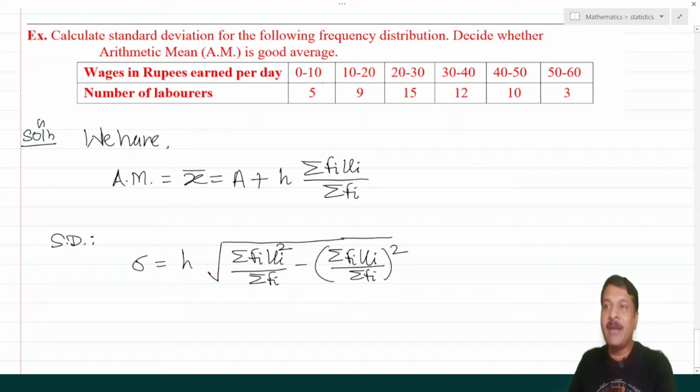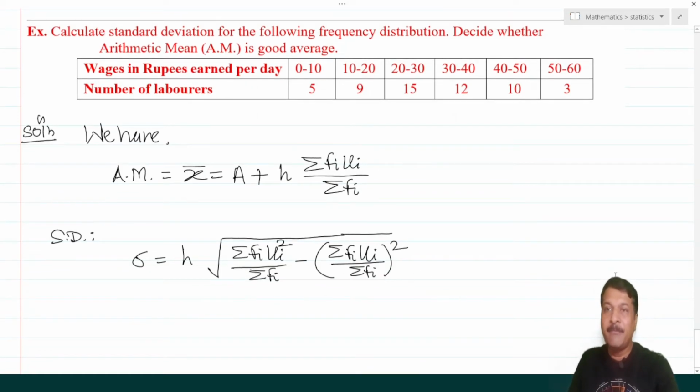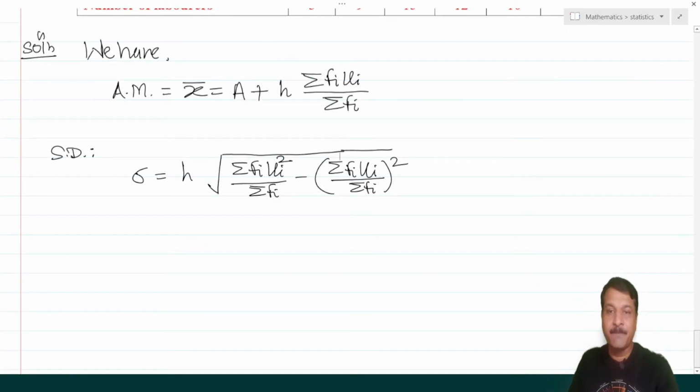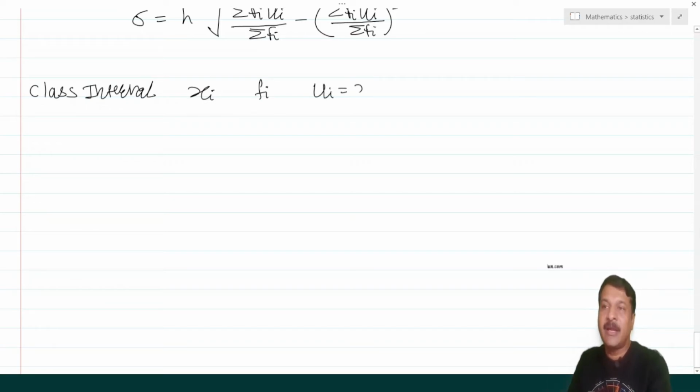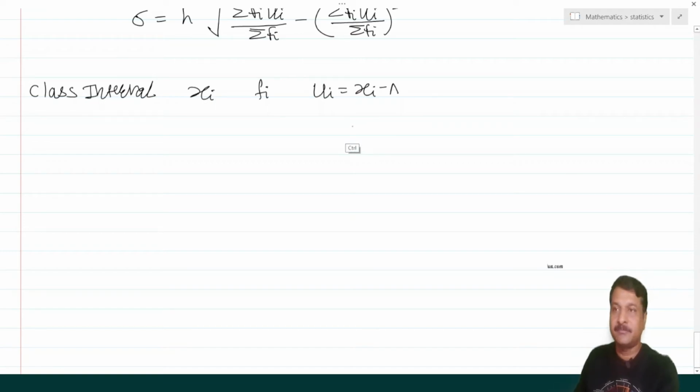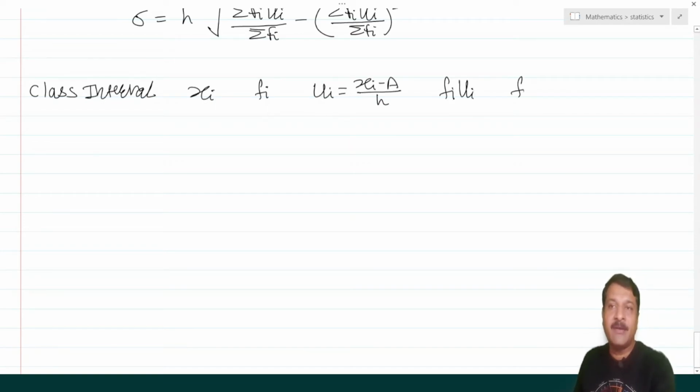H is active here. Why? Because interval is there. Under root of summation fi ui square upon summation of fi minus summation of fi ui upon summation of fi whole square. So definitely by given values we can obtain the table. So here class interval, given thing is what? Class interval. And then you consider xi, then fi, then ui equal to xi minus a by h, then fi ui, then fi ui square, or one may consider one more additional column, that is ui square, and then fi ui square.